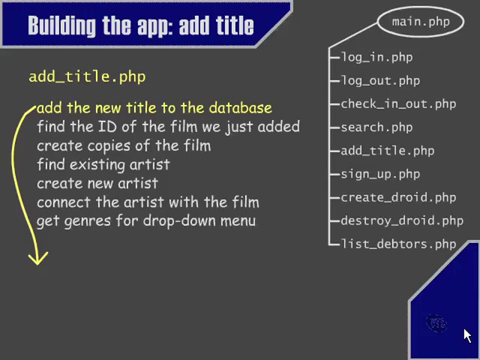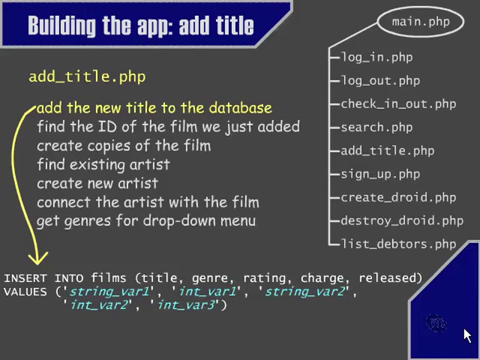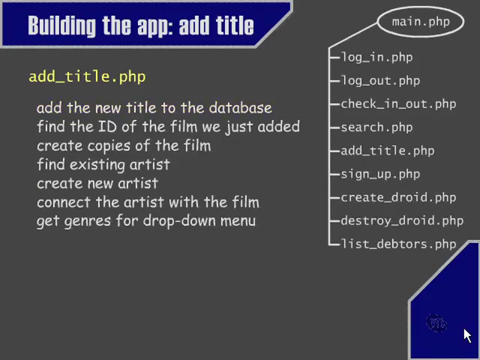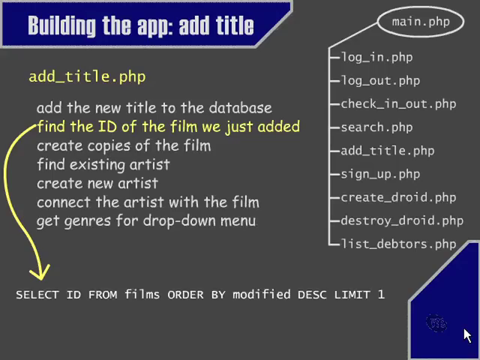Our SQL query is actually a relatively simple one. It's a simple insert statement that inserts into the films table title, the particular genre, the rating, charge. By the charge we mean whether it's a new release or whether it's a standard, and also the year released. Next we need to trace the ID of the film we just added. The way that I've implemented this is to select the ID from the films and order by the modified column in a descending order, limit 1.